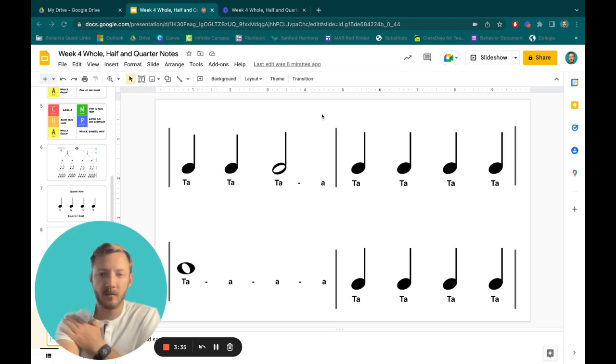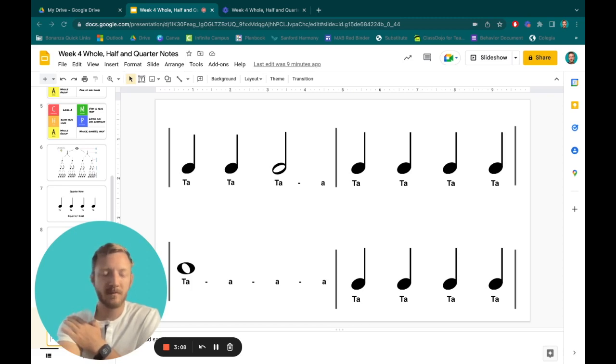Okay, let's see if we can do the whole page to a nice steady beat. We got quarter notes, half notes, and a whole note here. Everybody ready? 1, 2, ready and go. Ta, ta, ta, ta, ta, ta, ta, ta, ta, ta, ta, ta.